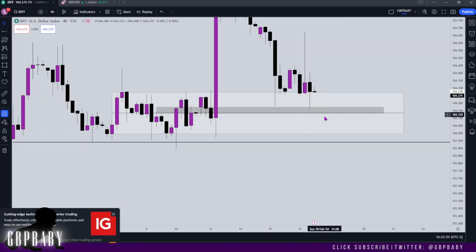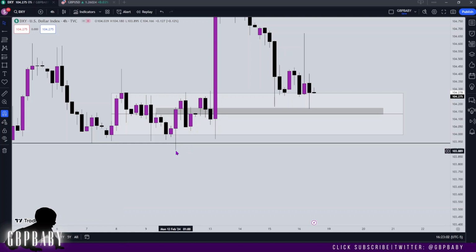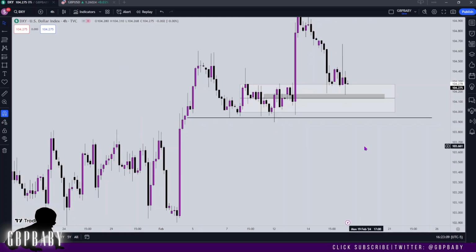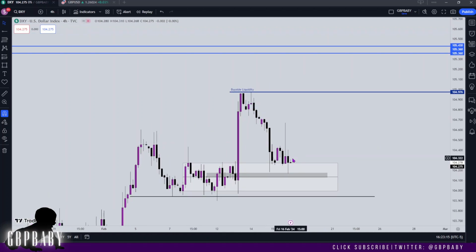If price, say, does fail these PD arrays and trades through them, and we start moving lower, and we do lose this low, and I was saying this last week as well, if we lose these lows here and here, if we start to see those get targeted, then my bias will have to change, and I'll have to reassess the charts in general. But overall, I'd like to think that we can see continued support from this consolidation, so that we can start to watch us expand higher towards that buy side liquidity.